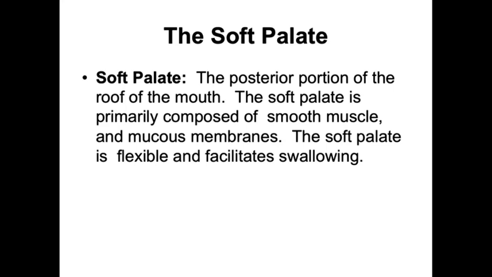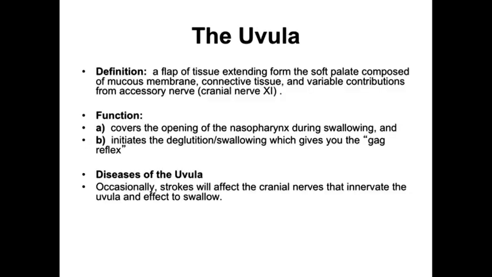The soft palate is the posterior part of the roof of the mouth, and that's mostly smooth muscle and some mucous membranes, and it's flexible and also facilitates swallowing. The uvula, which is that flap of tissue that extends down, is innervated by cranial nerve 9 and 10.